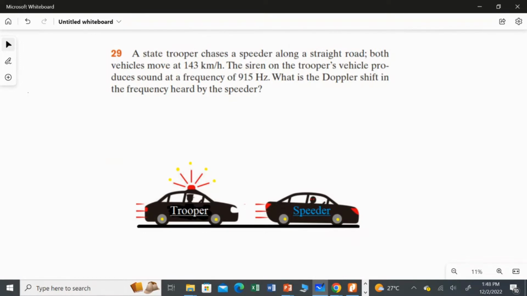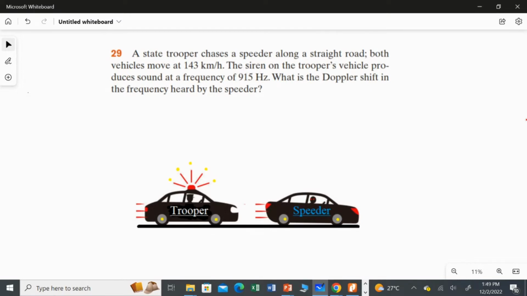So what they mention in the question, you have to see the figure. Two vehicles are mentioned here. One is a speeder vehicle and the second one is the trooper vehicle. Here the trooper is chasing the speeder, and both vehicles are moving at the same speed of 143 km per hour. And this trooper vehicle produces a sound at a frequency of 915 Hz. That means here the trooper vehicle is nothing but a source because it is emitting the frequency, am I right? From the siren, it is producing the sound, and that sound has the frequency 915 Hz.